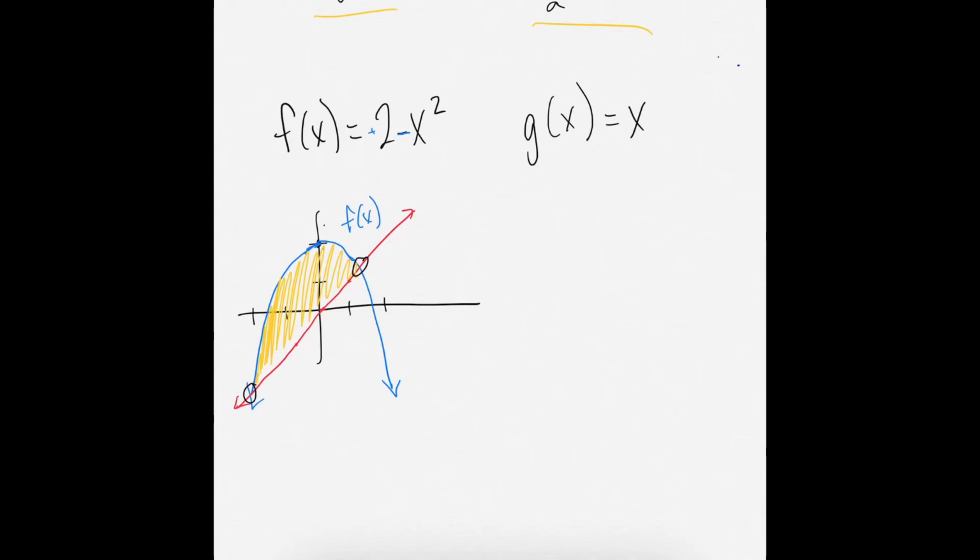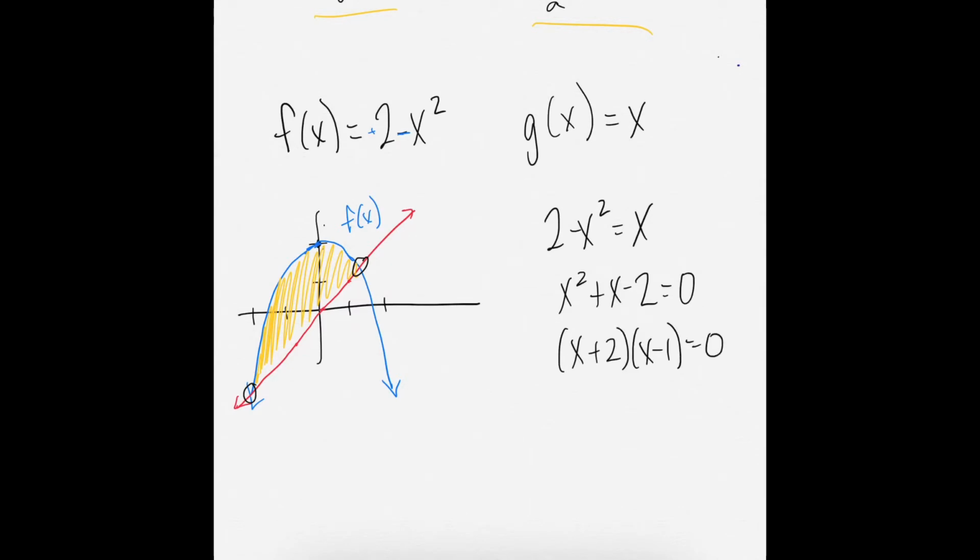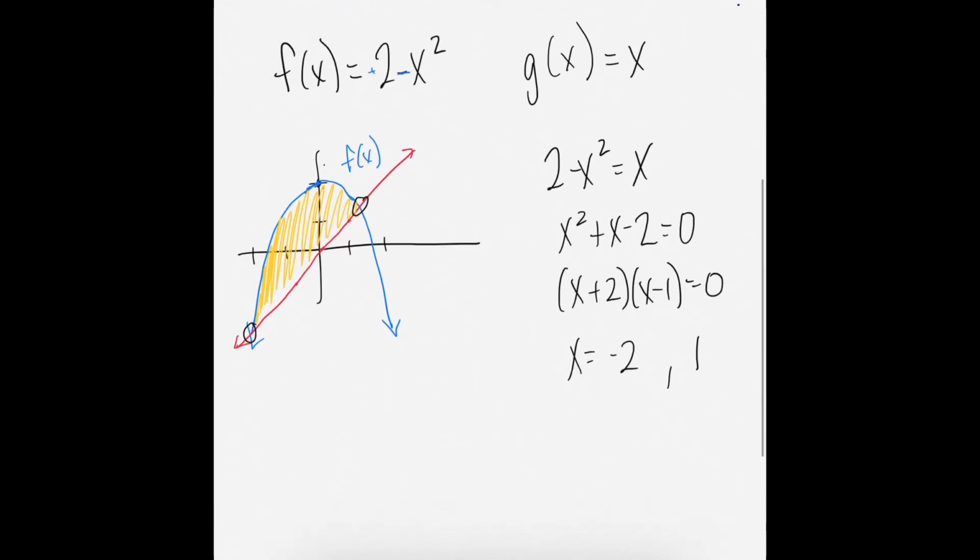Hopefully you would say, well, let's set them equal to each other. So 2 minus x squared equals x. Let's solve this guy. That's x squared plus x minus 2 equals 0. So that would give me x plus 2 and x minus 1 equals 0. So x would be negative 2 and positive 1, which, for my graph, is not real precise.